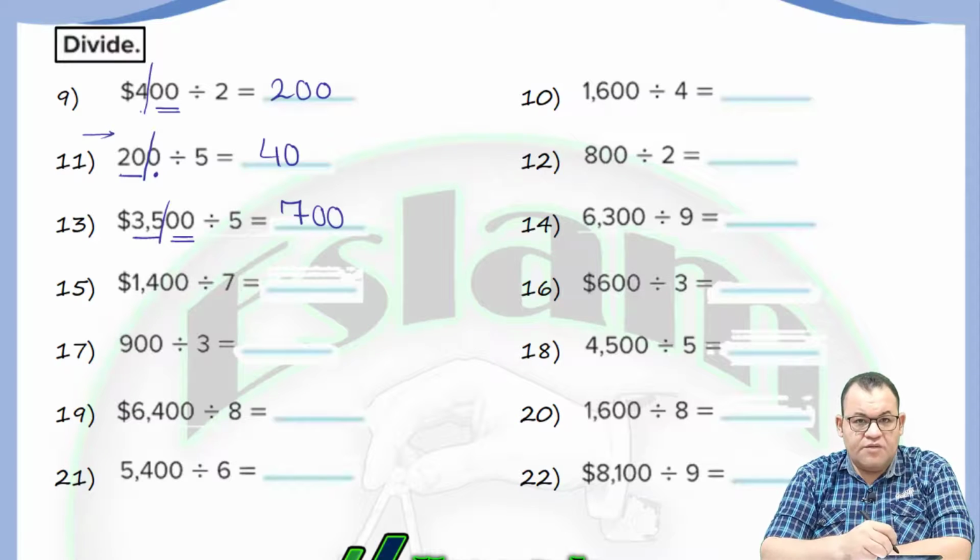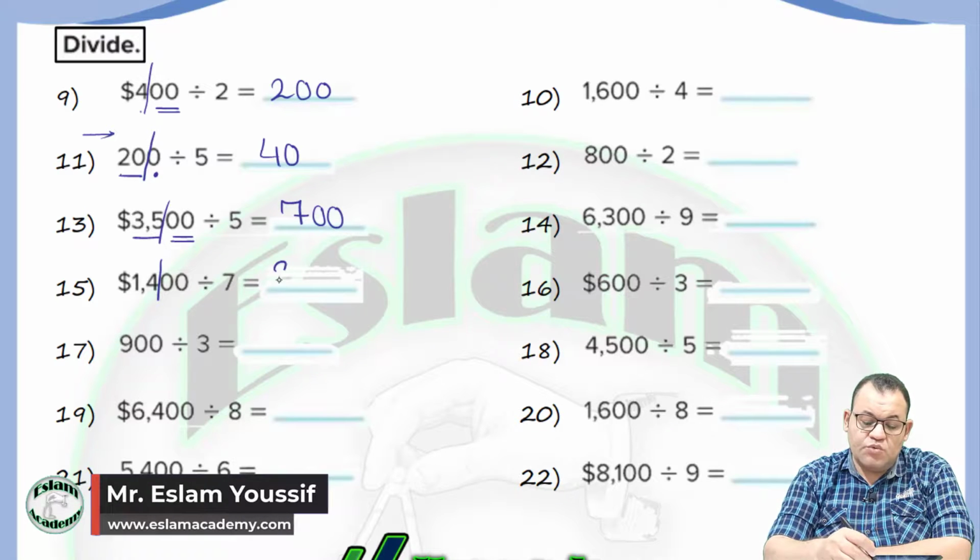1 divided by 7. The dividend is smaller than the divisor, so we cannot divide. So I will take 14. 14 divided by 7. The number that we multiply by 7 to equal 14 is 2. Still we have 2 zeros, so I'll put the 2 zeros in the answer. It will be equal to 200.